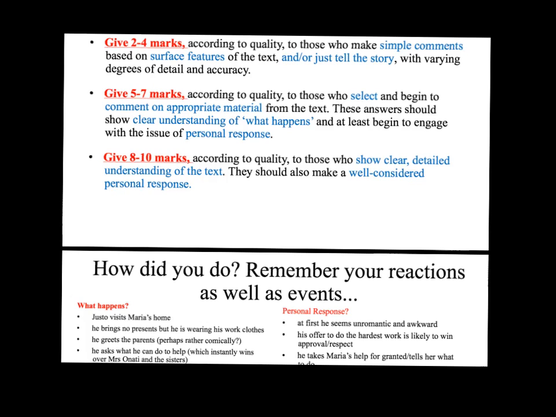So if you think about what happens, Justo visits Maria's home. He doesn't bring any presents, and he's wearing his work clothes. He greets the parents, which is perhaps rather comical. He asks what he can do to help, which instantly wins over Mrs. Onati and her sisters. And in terms here of the personal response, at first he seems unromantic and awkward. His offer to do the hardest work is likely to win approval and respect, and he takes Maria's help for granted and tells her what to do.